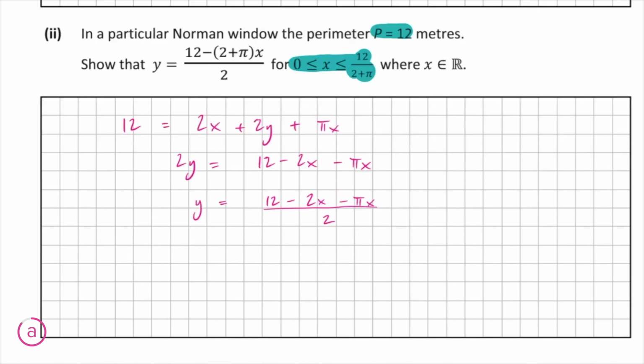So here we have our equation that's almost there. The last step is to factorize like terms 2x and pi x, so that we have 2 plus pi inside its own bracket. We take out the common factor x and write it like this, and then put it all over 2. So there we have it. We've shown that now. That's part a 2, and it's worth 5 marks.